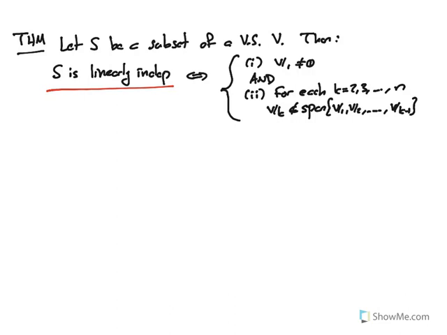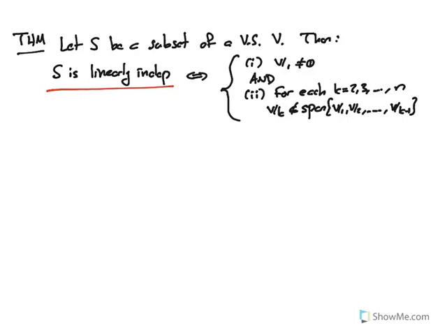And then for k equal to 3, it says that V3 does not lie in the span of V1 and V2. And then it says that V4 does not lie in the span of V1, V2, and V3, and so on. So these statements are both equivalent. So if these two statements on the right hold, then necessarily S is linearly independent. The proof here is very straightforward.